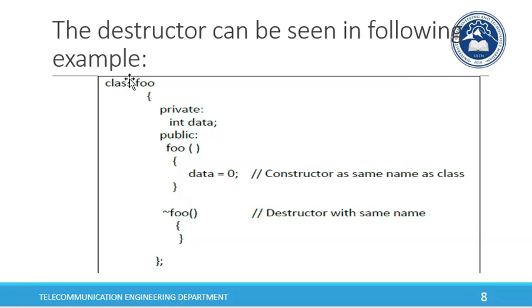So the same class foo is used here, and we have declared data as private, and then publicly this is the code for the constructor, as foo is the same as the name of the class, and here we have assigned 0 to the data variable, and then this is the destructor, the same name of the class, and then a tilde sign with it.